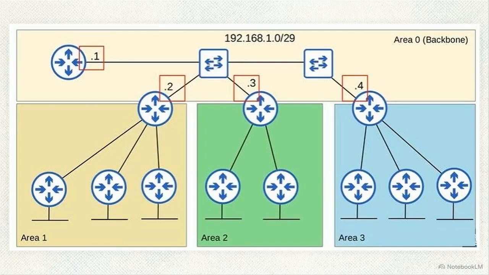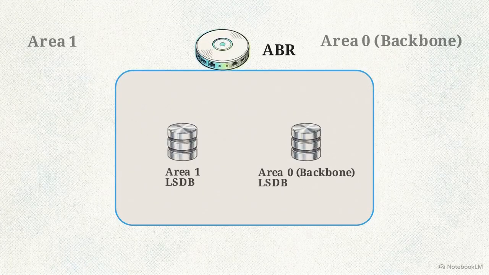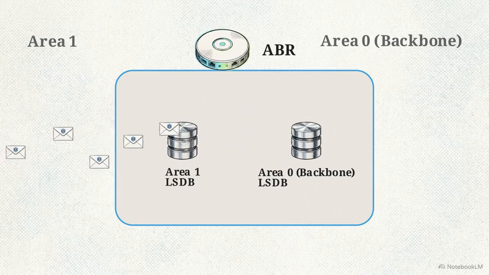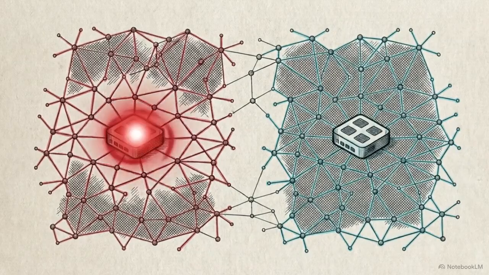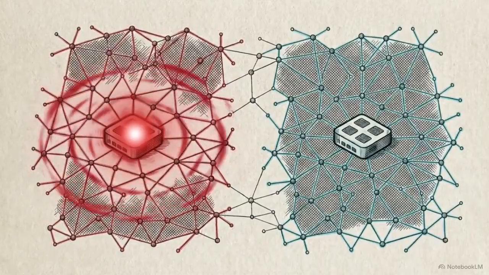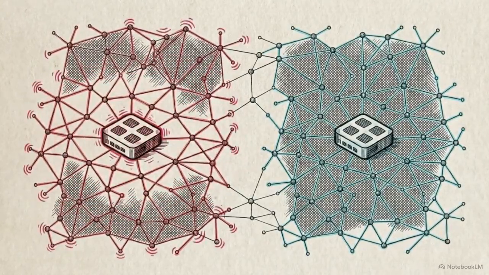This connection is facilitated by an Area Border Router, or ABR, which bridges the boundary between Area 0 and the peripheral zones. The ABR maintains separate databases for each area it connects to. Instead of flooding every raw LSA across an entire network, it passes summarized routing information between the areas. These areas contain instability. A flapping cable in Area 1 will trigger a recalculation within that zone, but the routers in Area 3 remain unaffected.